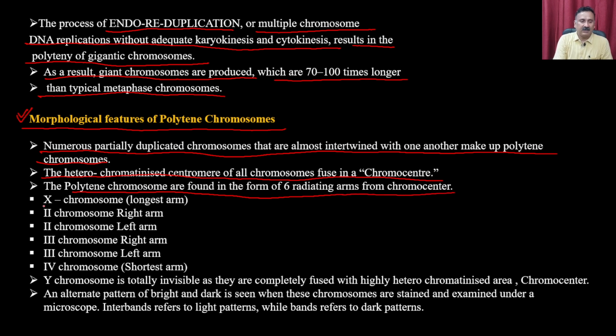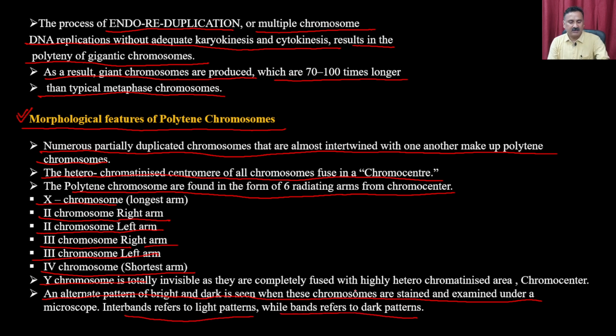You can have the X chromosome, you can have chromosome 2 with left arm and right arm, the 3rd chromosome with right arm and left arm, then you can have the 4th chromosome, which is the shortest arm, then you can have the Y chromosome and so on. An alternating pattern of bright and dark bands is seen when these chromosomes are stained and examined under a microscope. Interband refers to the light pattern, while band refers to the dark pattern.